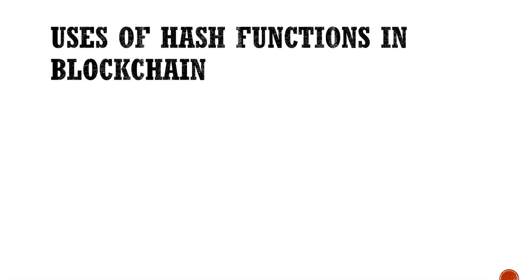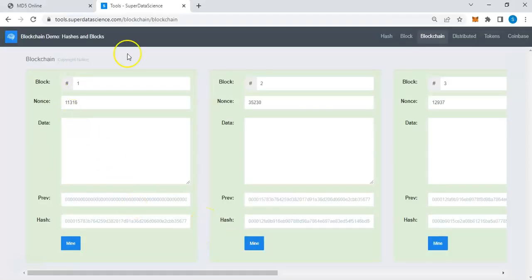Firstly, the blocks are linked together using hash. That is a chain of blocks. You could see here the blocks are interlinked with each other through hash. This is block number 2. The previous field of block number 2 will have the hash value of block number 1. So you could see here it is 00001578, and here also it is 00001578. So each block is linked with the entire blockchain only through the previous hash.